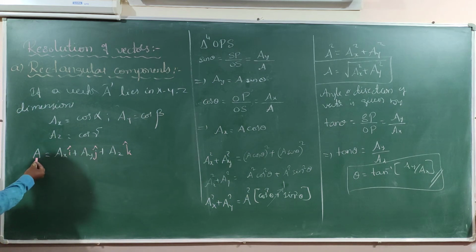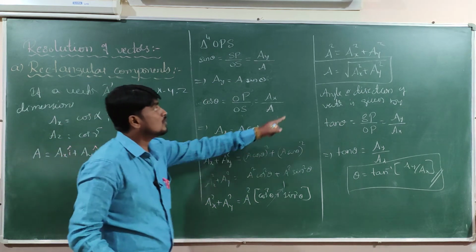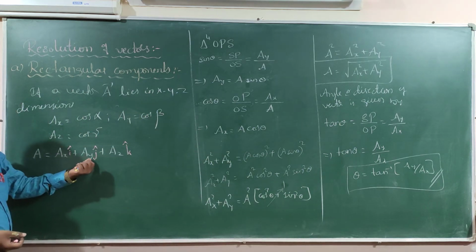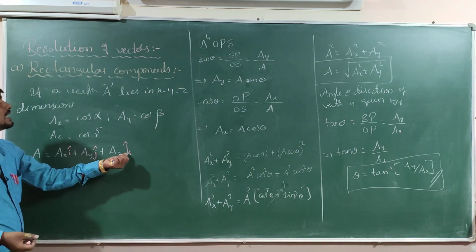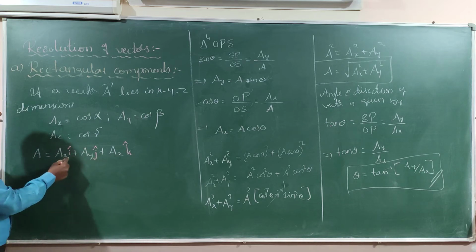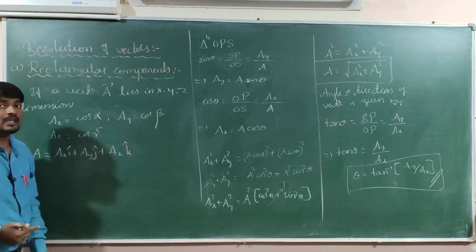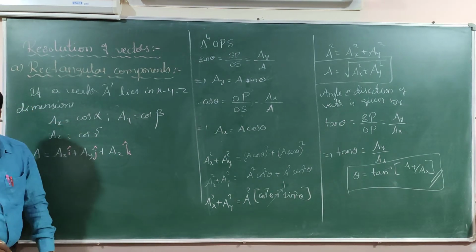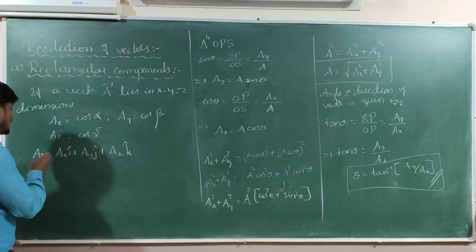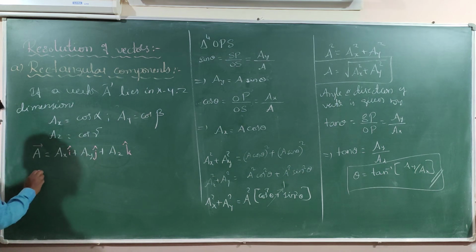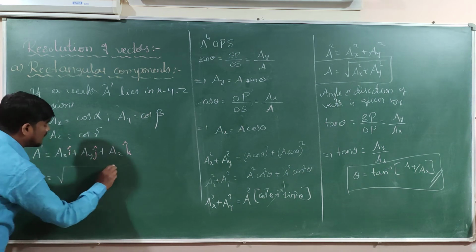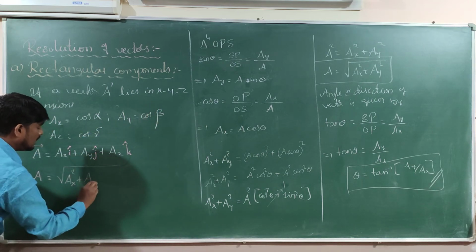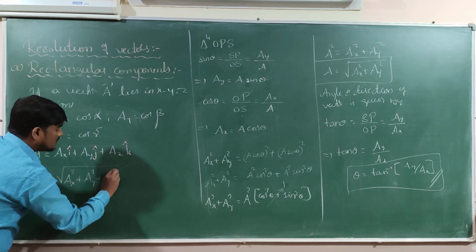So now vector A is given by A is equal to AX I cap plus AY J cap plus AZ K cap, where I cap, J cap, K cap are the unit vectors along X axis, Y axis and Z axis respectively. This is a vector quantity. If I calculate the magnitude of this vector, A is equal to the square root of AX square plus AY square plus AZ square.